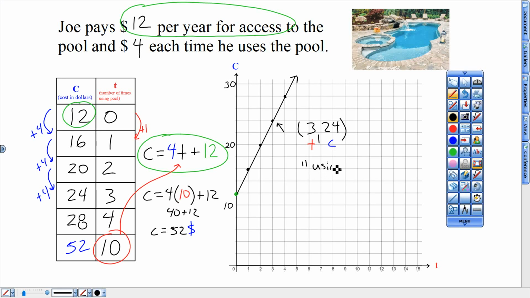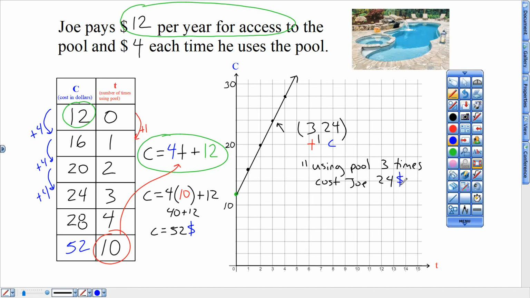Using pool, write this, 3 times cost Joe $24. That's what that point means. That's what that point is telling someone looking at this graph.